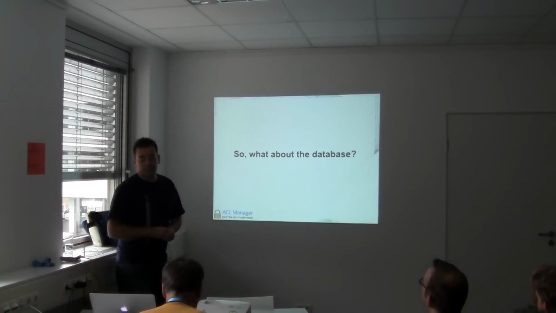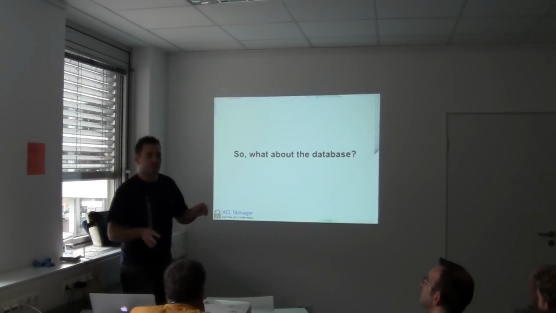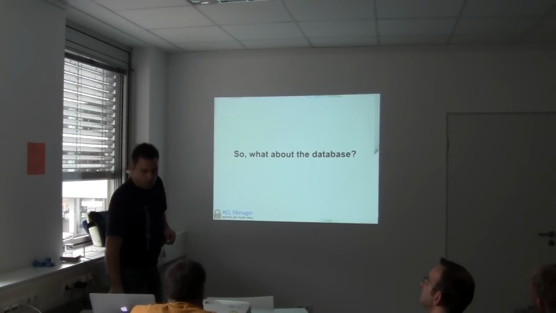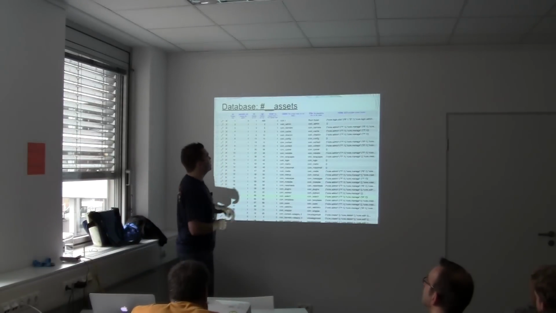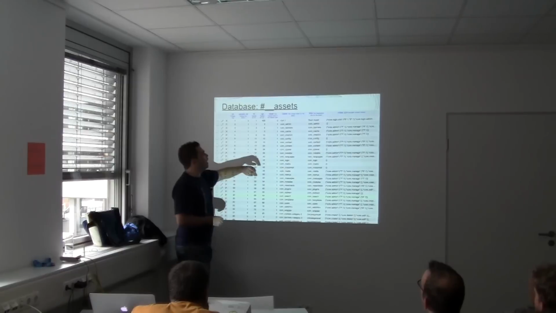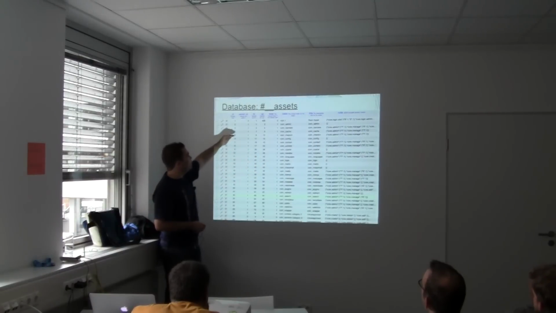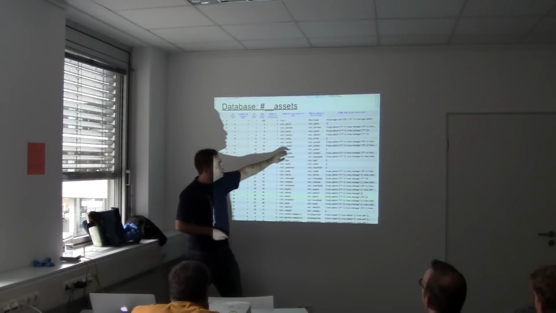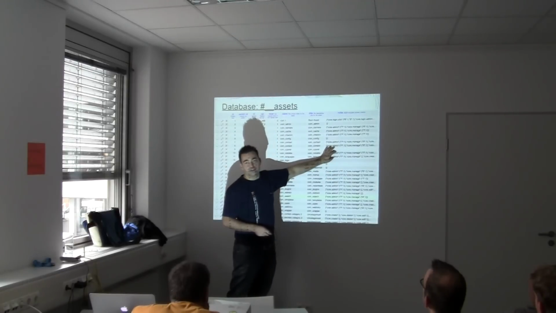So what about the database? I don't know if you're really developers, you have a few, of course, but all assets of Joomla are stored in a new table since 1.6. It's called the assets table. And over here you see an overview with the ID, the asset ID, of course, what is the parent level, and in the end it all turns around these rules.